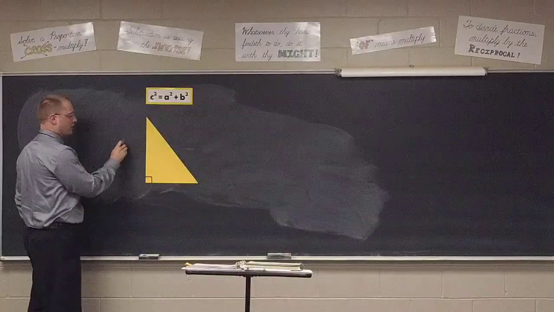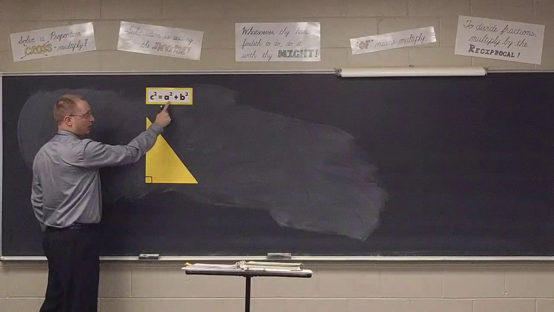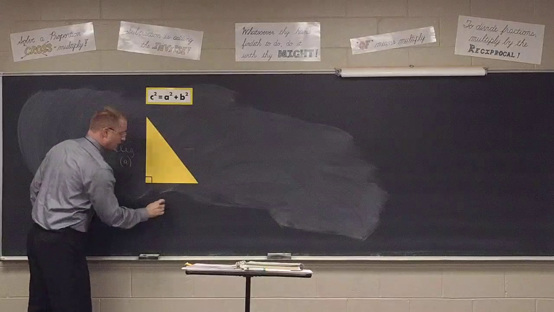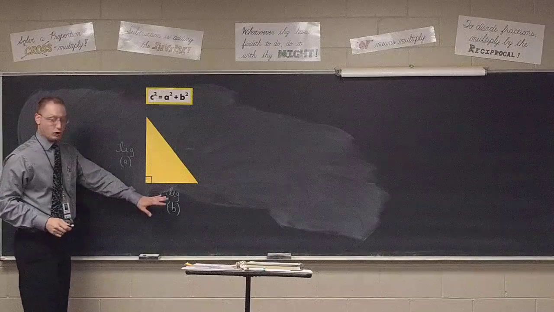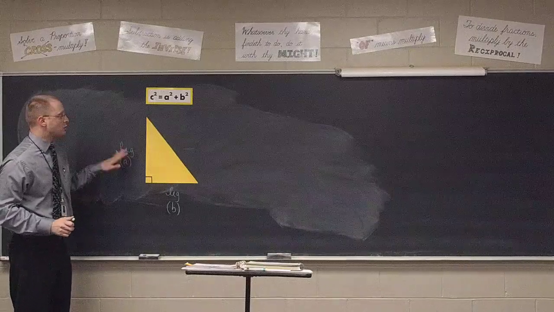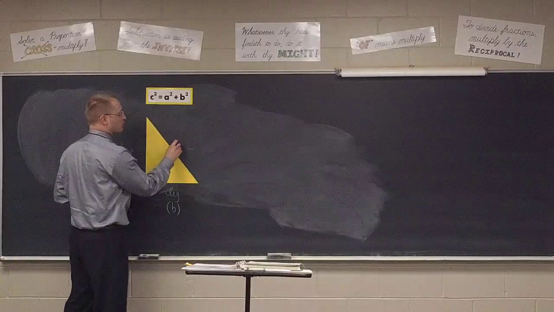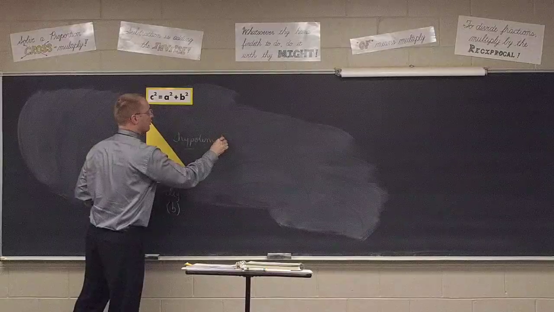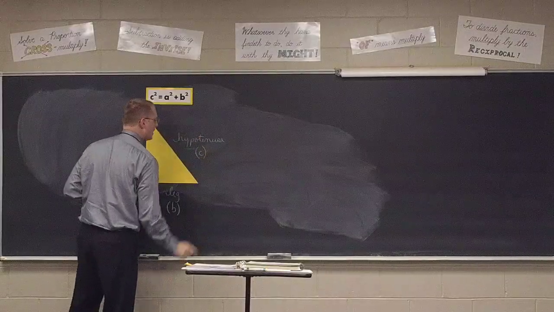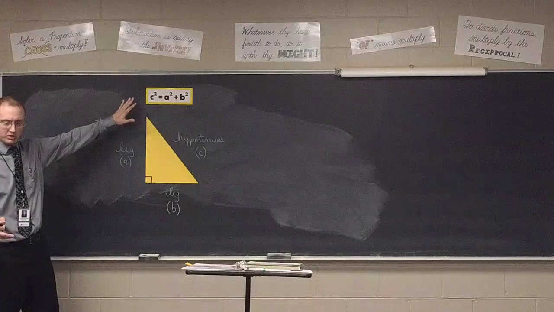But if you were to take the square of one leg of a right triangle, let's call it A, and if you were to take the square of the other leg of the right triangle, call that B, and add those two squared values together, it will always equal the square of the hypotenuse, which will represent C. So you should remember this formula: C squared equals A squared plus B squared.